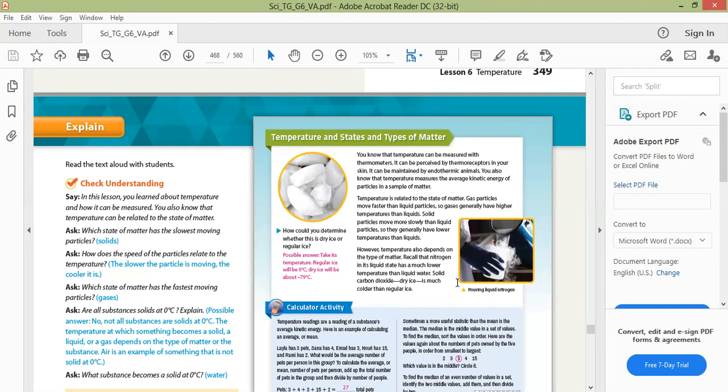Do you think the temperature of both ice types is the same? Do you think they have the same temperature? I want to choose someone, just one minute. Farah, what mass?